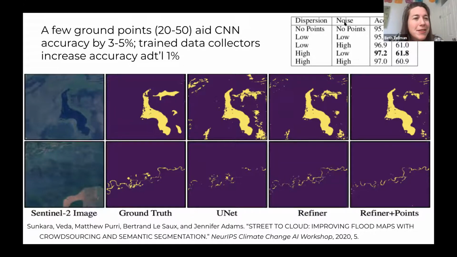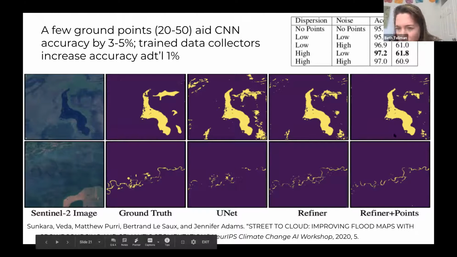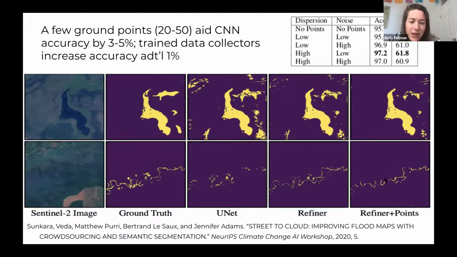And the summary of this experiment is basically that with just a few ground points, this is 20 to 50 ground points, you can imagine that many people sending you photos around a flooded city, you can increase the accuracy of a convolutional neural network up to 5%. And this is kind of the result here where you can see refiner plus points. This is the crowdsourced data points. Outperforming just a traditional machine learning model that didn't have that new information to see small features. Check out our paper for more.